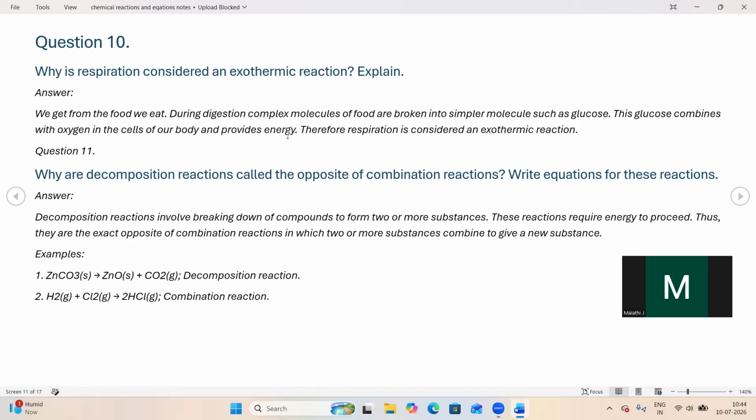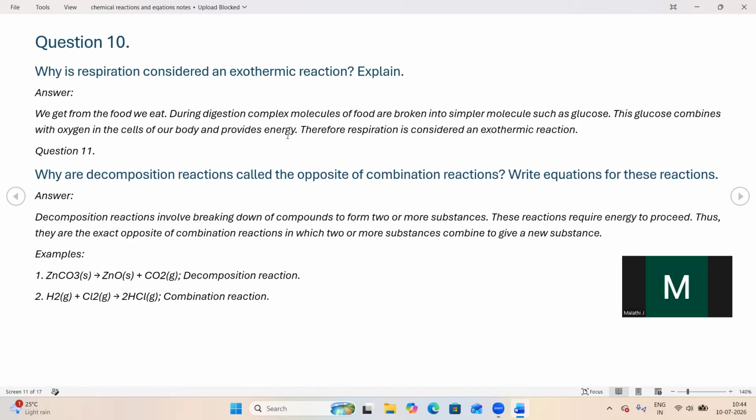exothermic reactions. Why is a decomposition reaction called the opposite of a combination reaction? You just know decomposition and combination reactions. The name itself indicates decomposition is breakdown. Combination is combining. So if you take one reaction, one single reactant will break down into two or more products, that is a decomposition reaction.